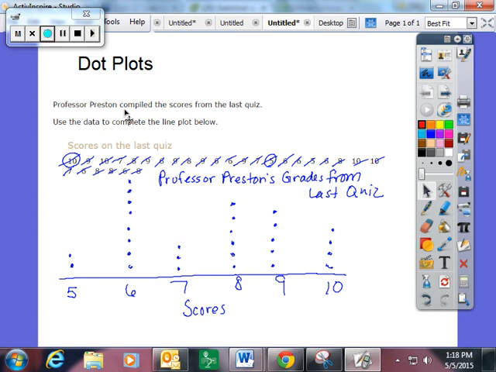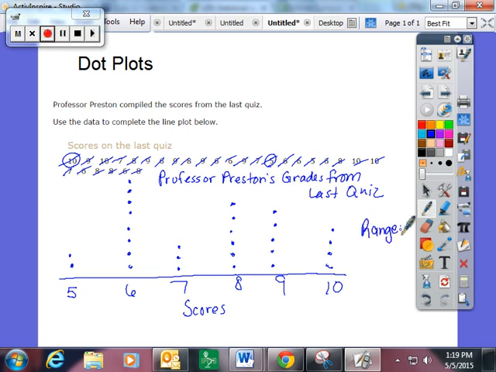So I started with circling the lowest number and going all the way to the highest, 5 to 10, and I counted by ones. I titled the scores and I gave it a title up here too. I went through and I crossed out every piece of data and I plotted it on the chart. So 5 has 2, 6 has 8, so on and so forth. Okay, but this is what we did for Unit 2.